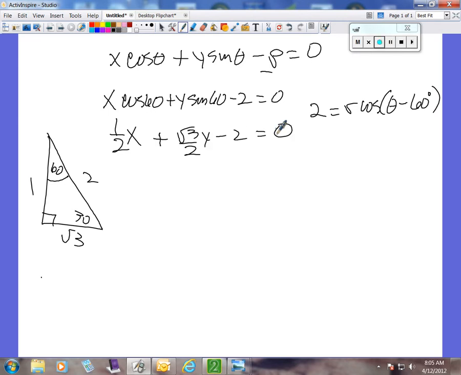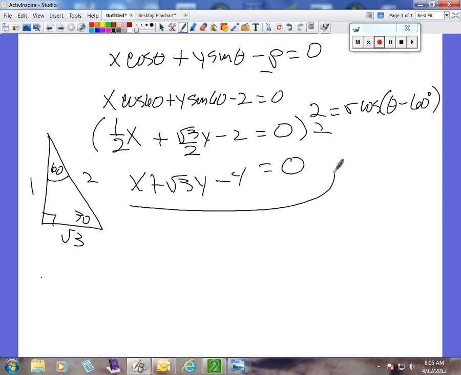Now on your quiz, you've done a little bit of this before. I don't like that left that way. Math books don't leave it that way. We don't want fractions, we want integers or simplified radicals. So what would I do to get that in another form? Multiply everything by 2 to get rid of the denominators. Now you're really multiplying both sides, but 0 times 2 is still 0. So this would be x plus square root of 3y minus 4, wouldn't it?